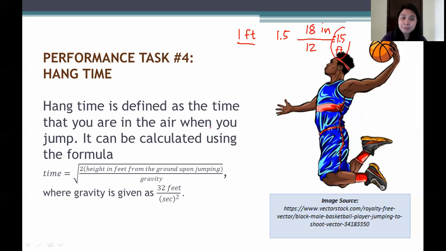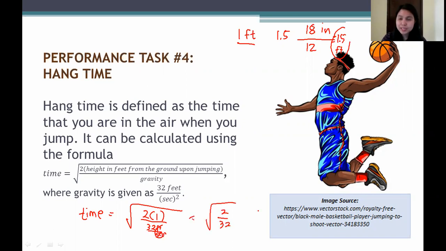So how will I compute my hang time? My hang time is the square root of 2 times 1 over 32 feet per second squared. You can disregard this one. We have 2 over 32. You get a calculator and solve for the square root of 2 over 32. The answer is my hang time.